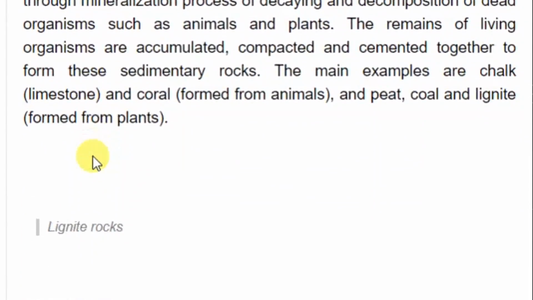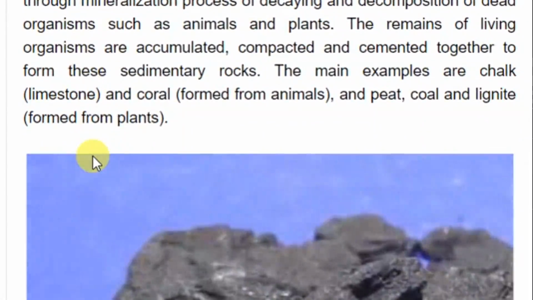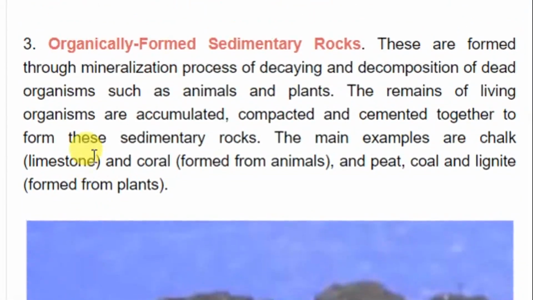Also, we have the organically formed. It comes from accumulation of the remains of the organic particles. So organically formed, these are formed through mineralization process of decaying and decomposition of dead organisms such as animals and plants. The remains of living organisms are accumulated, compacted, and cemented together to form these sedimentary rocks. The main examples are chalk or limestone, chokaa ambayo inakuwa ni nyeupe.